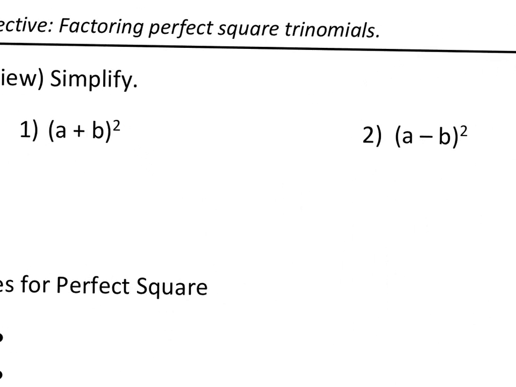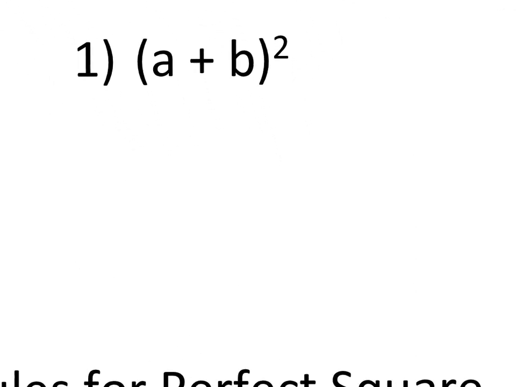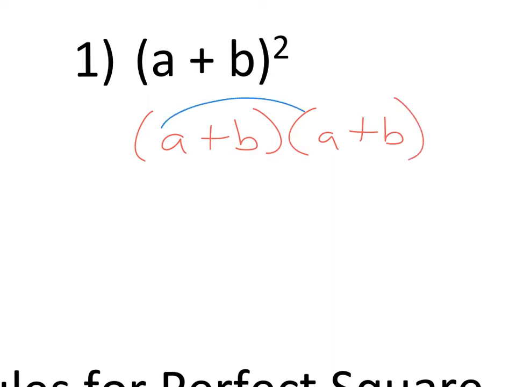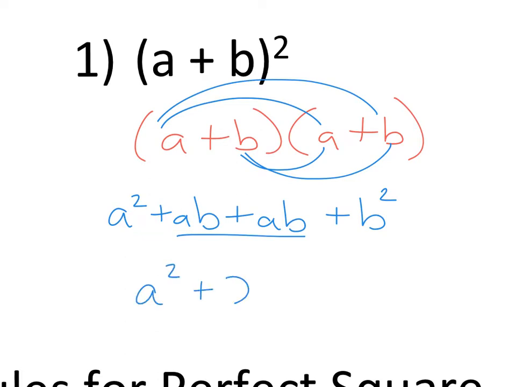So we've got a couple review problems here just to remind ourselves from the last chapter what that squared means. So keep in mind that squared means that we are going to write it out twice. So we've got (a plus b) times (a plus b). Now you're going to go ahead and FOIL this out and get a squared plus ab plus ab and then plus b squared. So now when I combine my middles here, I'm going to get a squared plus 2ab plus b squared.